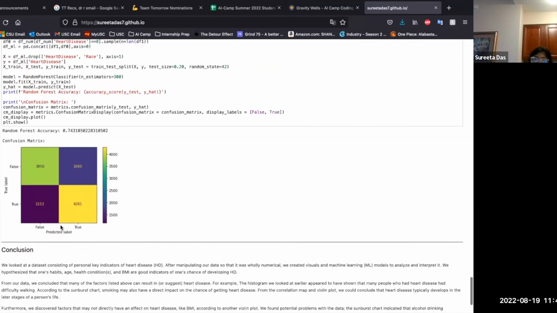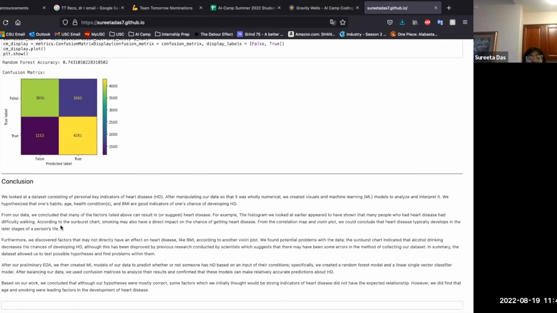In conclusion, we hypothesized that one's habits, BMI, age, and other underlying health conditions are good indicators of one's chance of developing heart disease. For example, from the histogram and sunburst, we could tell that difficulty walking and smoking could lead to or indicate heart disease. We also interpreted from the correlation map and the violin plot that heart disease mostly is found in later stages of life.